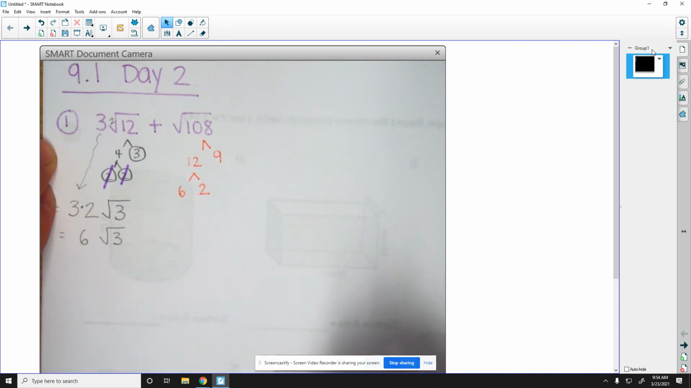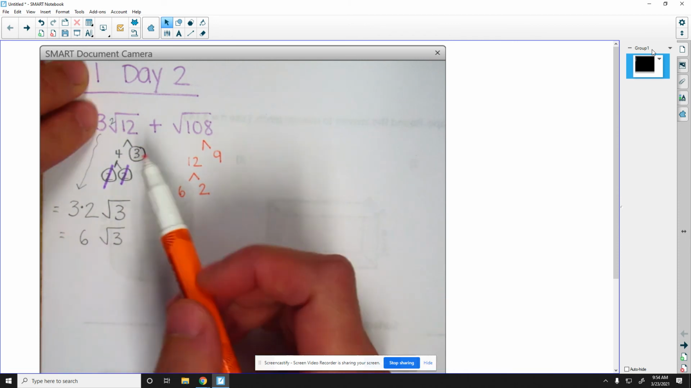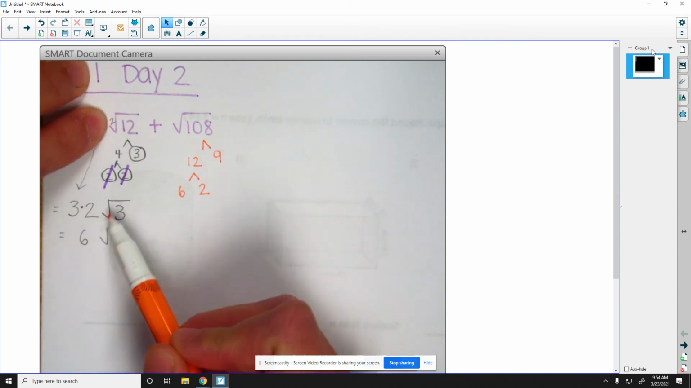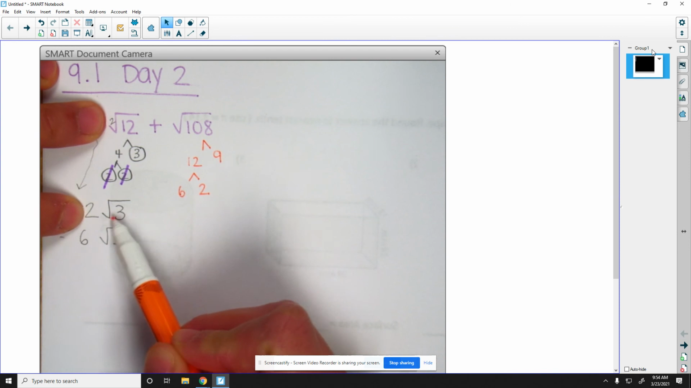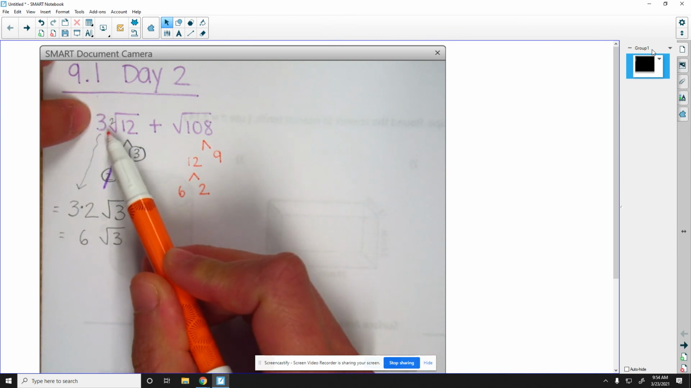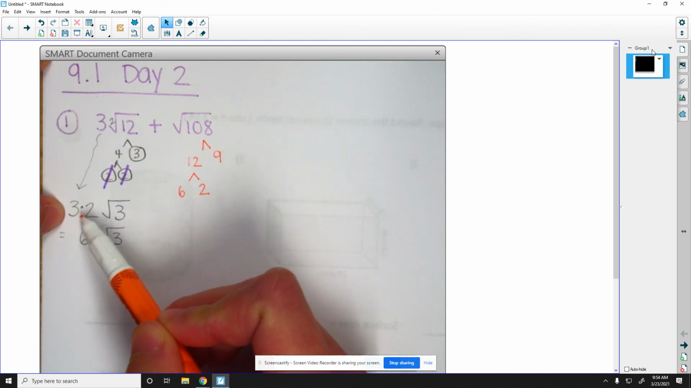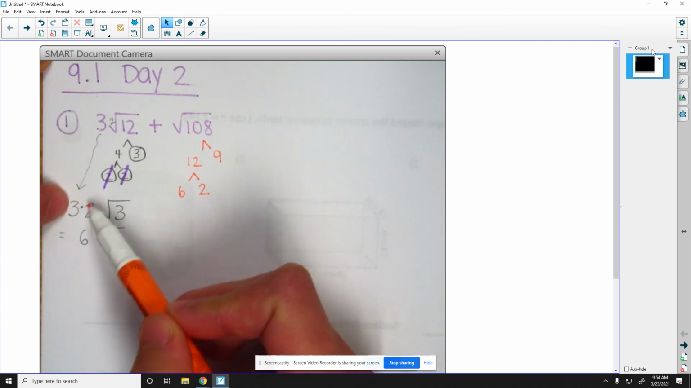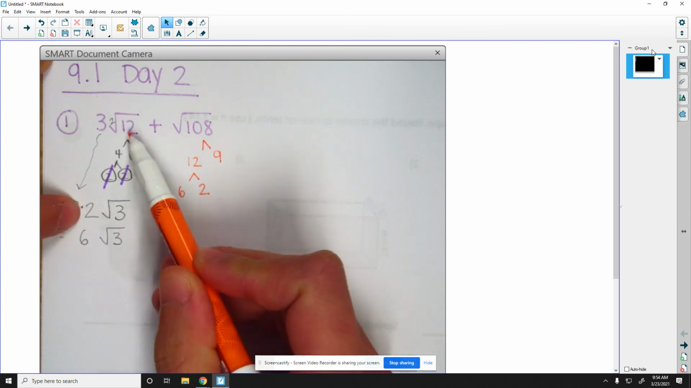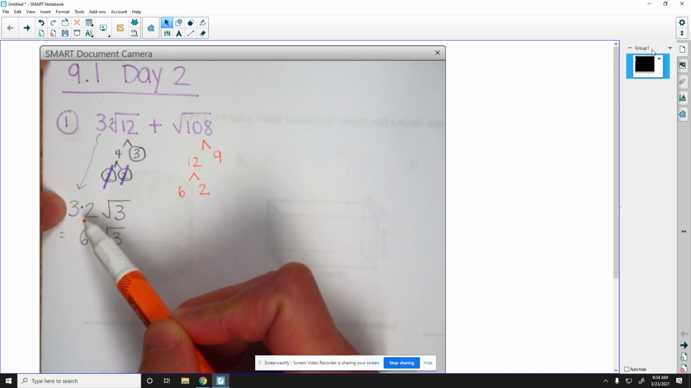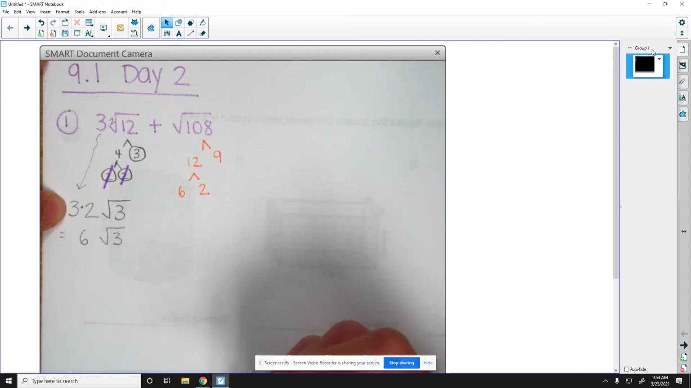Yes? I'm confused on why you multiply the 3 times 2. Okay, so do you see how square root of 12 here is just 2 radical 3? Yeah. But then do you see how my original problem had a number on the outside? So that doesn't just disappear. It continues to stay on the outside. So if you had a 3 on the outside, but now you also have a 2 on the outside because of here, it's not like 32 or 23. You just multiply them.